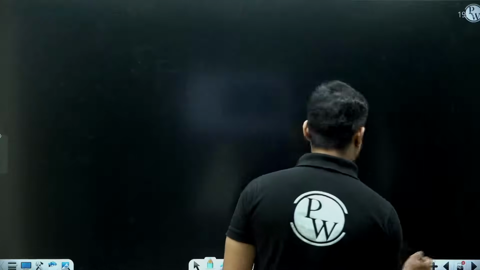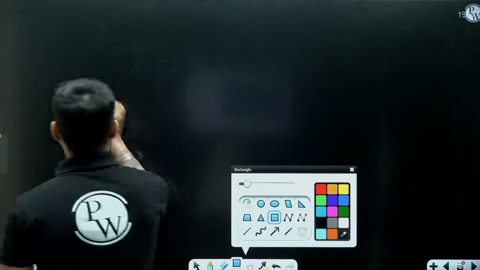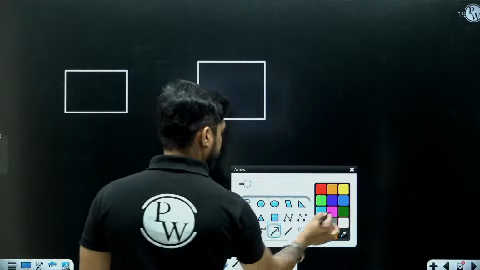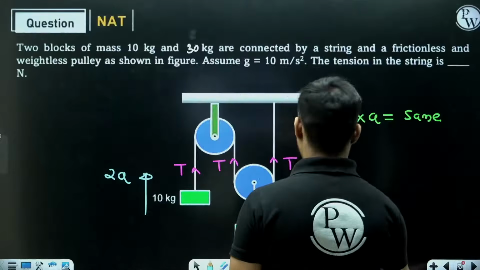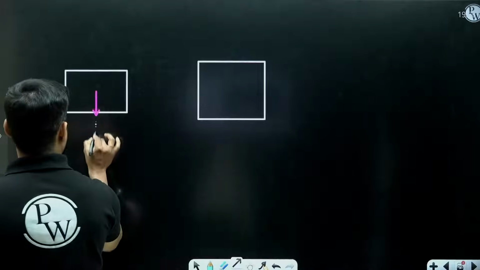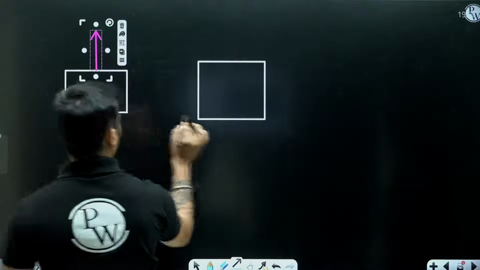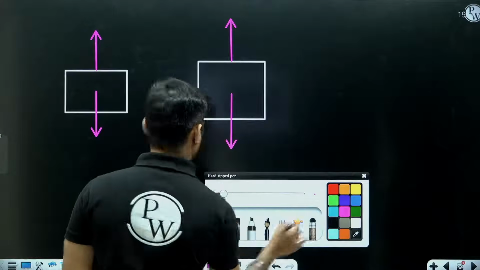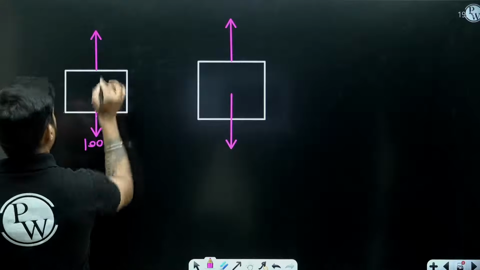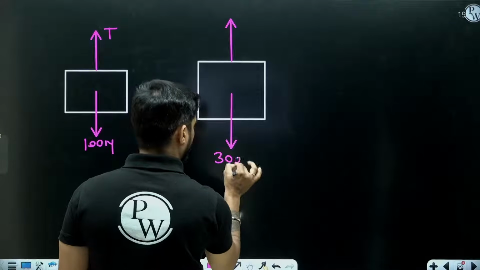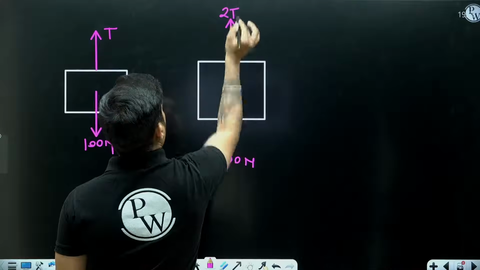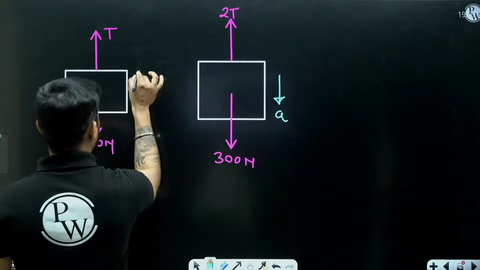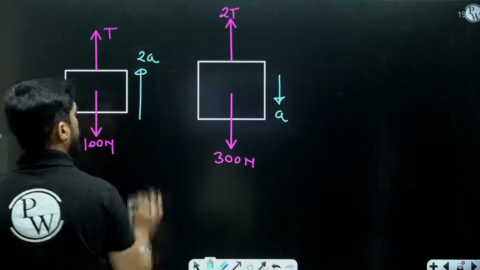You need to find the tension in the string. So how will you do that? Again, you will do the same thing. You will draw the free body diagram of both the blocks. So 10 kg block and 30 kg block. 100 Newton, T, 300 Newton, 2T. This is moving down with acceleration A, this is moving up with acceleration 2A.